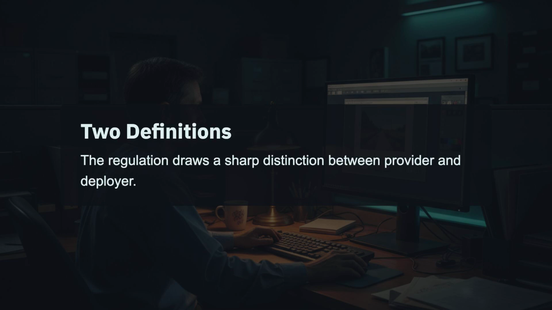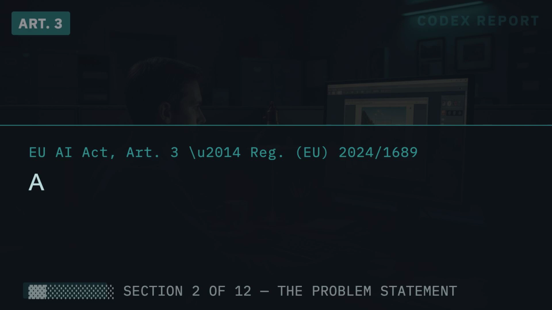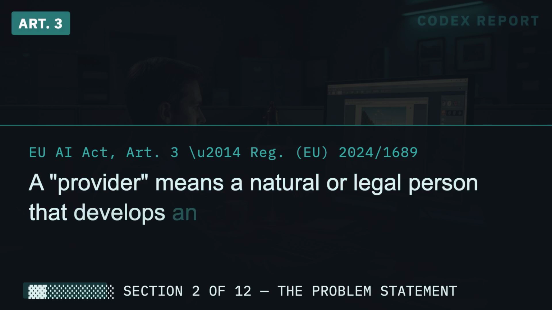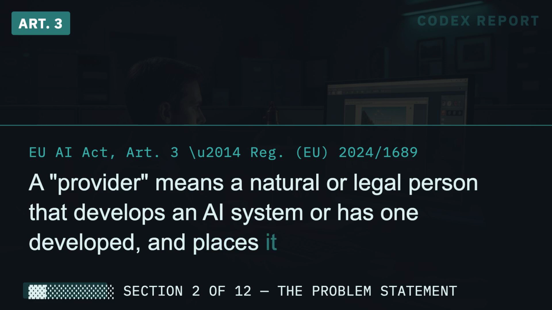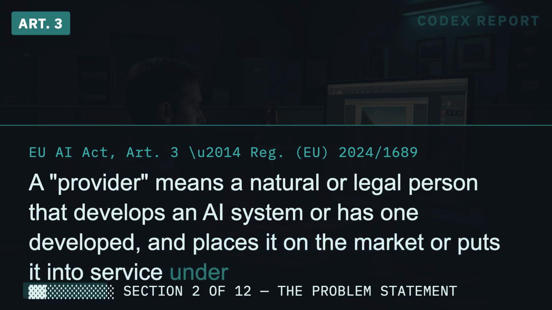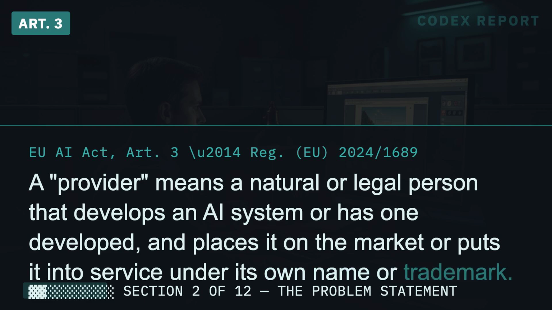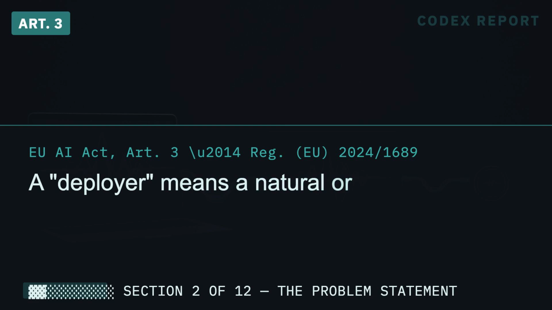Before we proceed into the article itself, two definitions are essential. The regulation draws a sharp distinction between two categories of actor, and Article 50 assigns different obligations to each. A provider means a natural or legal person, public authority, agency, or other body that develops an AI system or a general-purpose AI model, or that has one developed and places it on the market or puts it into service under its own name or trademark, whether for payment or free of charge.